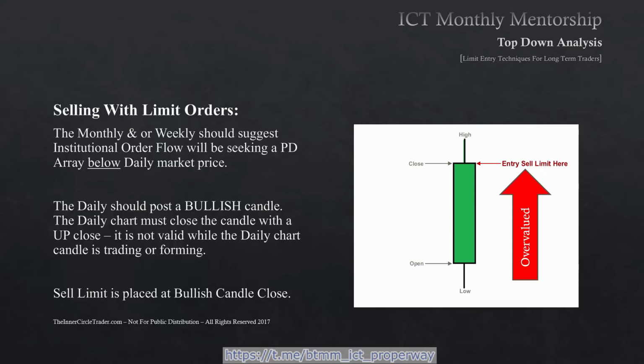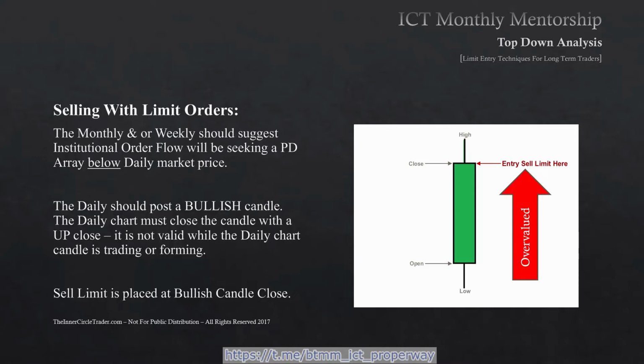So institutional order flow should draw prices lower on the daily, but we're getting this up movement against what longer term institutional order flow is suggesting, again, on monthly and/or weekly chart. So while price is moving higher for this particular day, we're going to be looking to sell short the next day, but it has to be above this particular candle's close.